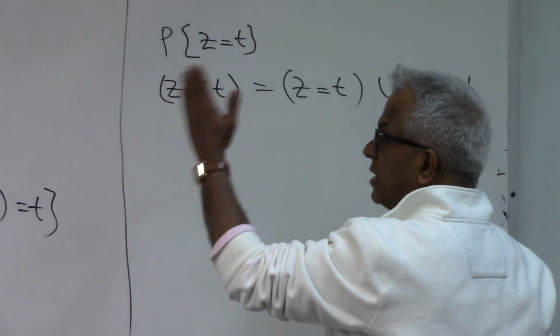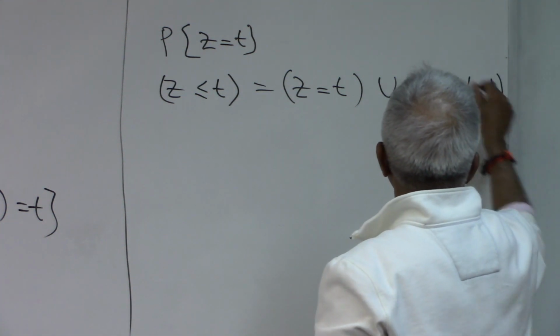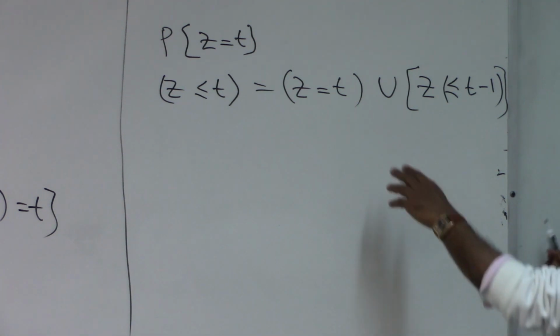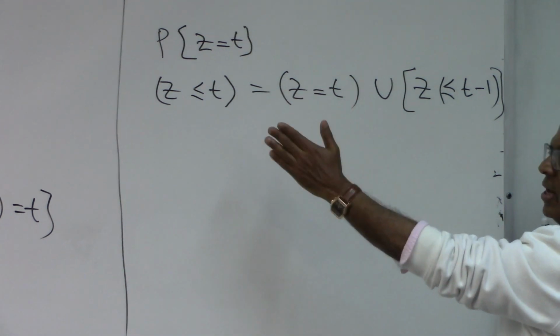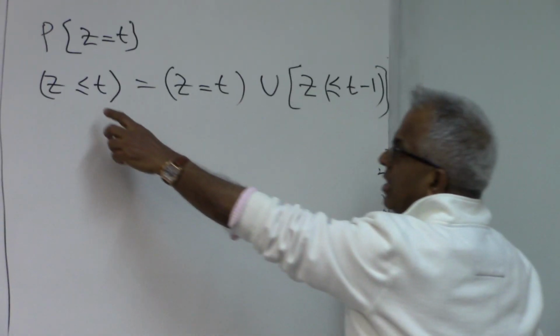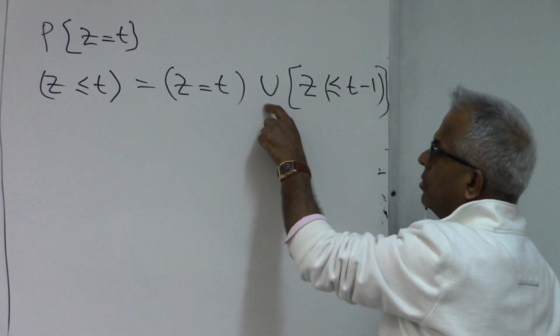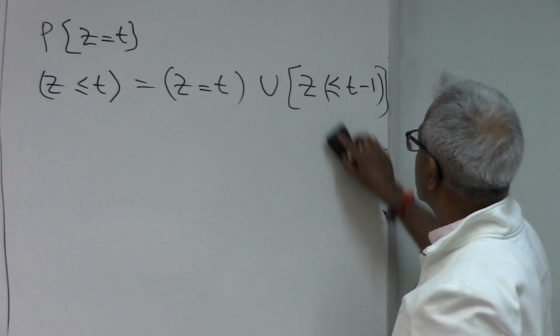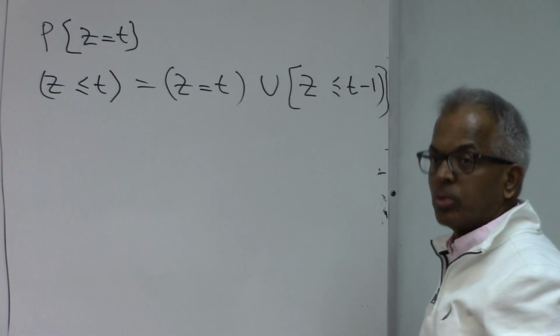Anyway, for any random variable Z, if Z takes discrete values, then this is true. After t, it has to jump to t minus 1. So Z less than or equal to t is Z equal to t, a mutually exclusive union with Z less than or equal to t minus 1. Yes?